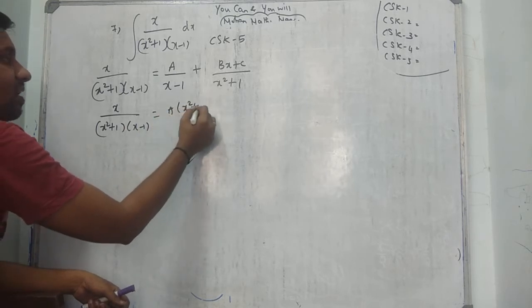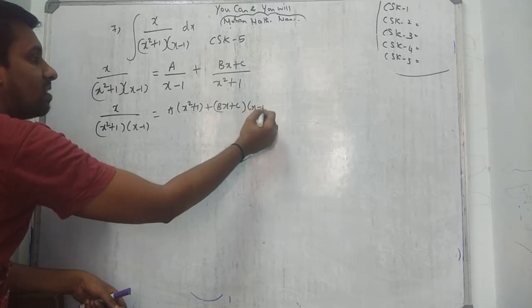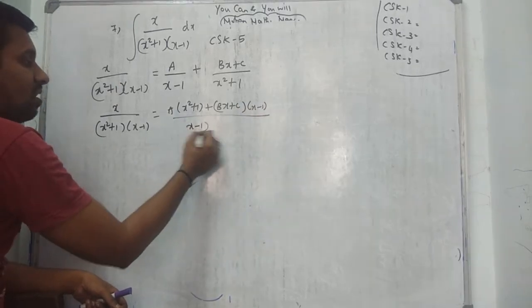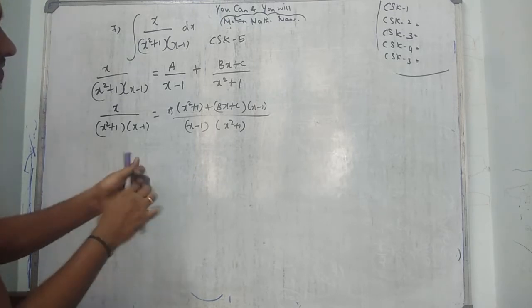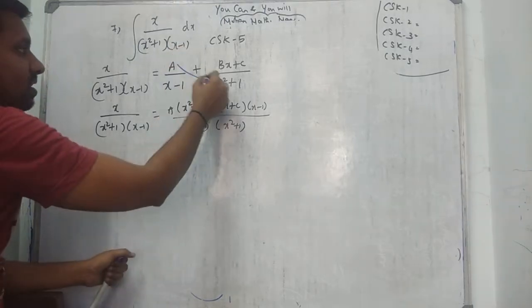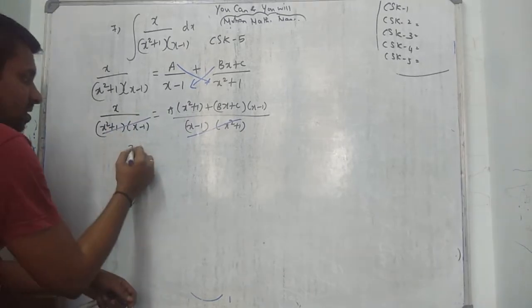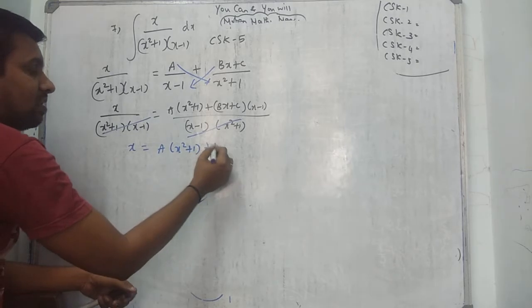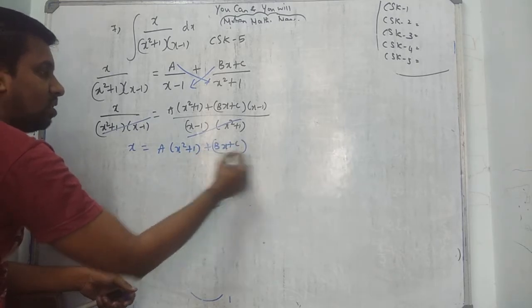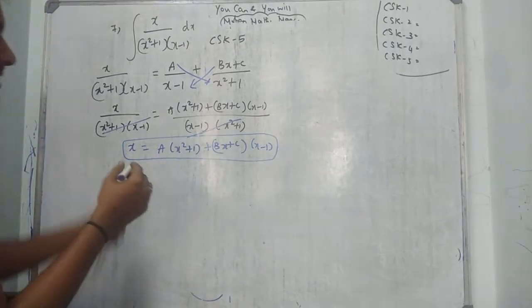A into x square plus 1, bx plus c into x minus 1, upon the normal multiplication x minus 1 into x square plus 1. Cross multiply with the denominator. This I have done. Now cancel it, as for all sums. Therefore x equal to a into x square plus 1 plus bx plus c into x minus 1. So this is your new numerator, the old denominator cancelled.